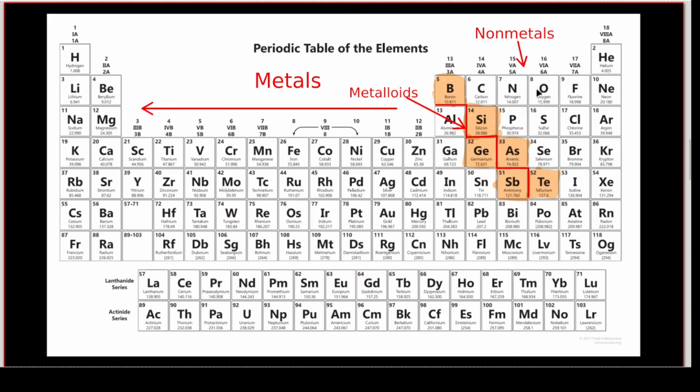The nonmetals are to the right of this staircase. They're generally considered poor conductors of heat and electricity, often dull, brittle when solid. There are many gases. They tend to gain or share electrons, and they form anions or covalent compounds.